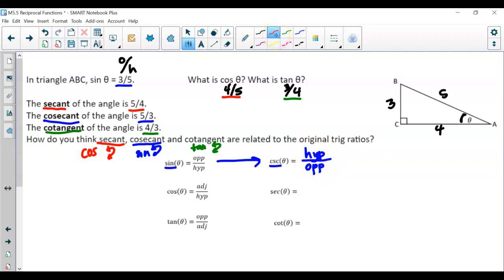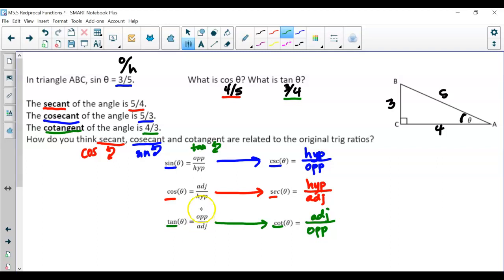So then cosine and secant are the reciprocal. So here adjacent over hypotenuse is cosine, so secant is hypotenuse over adjacent. And last is tangent. Tangent and cotangent are reciprocal. So here, if tangent was opposite over adjacent, cotangent is adjacent over the opposite. So again, we've got this reciprocal relationship.